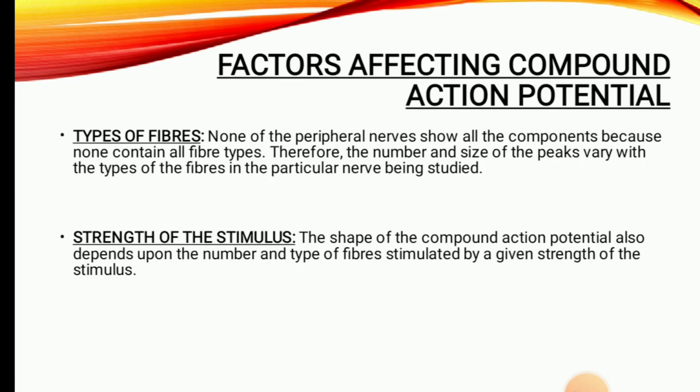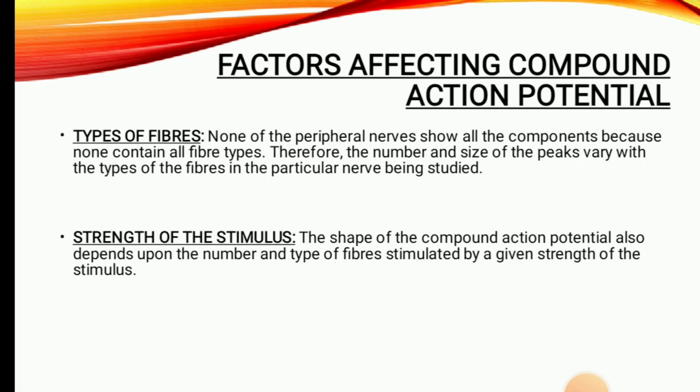So what are the factors affecting compound action potential? There are basically two main factors which affect the compound action potential. They are the types of the fibers used and the strength of the stimulus. When it comes to the strength of the stimulus, the shape of the compound action potential, that means the graph, depends upon the number and the type of fibers stimulated by a given strength of stimulus.